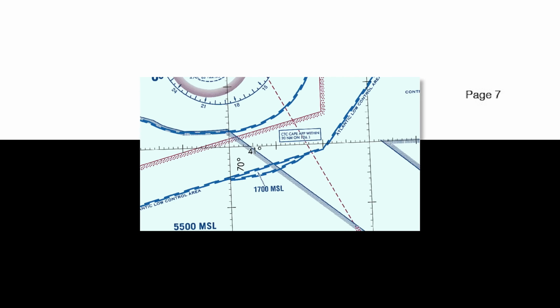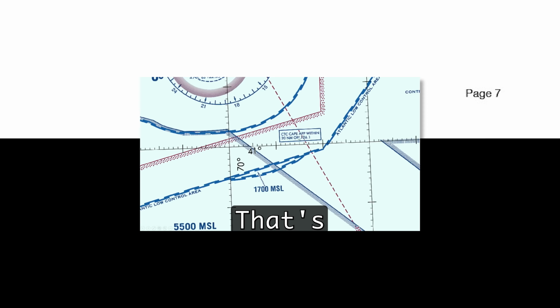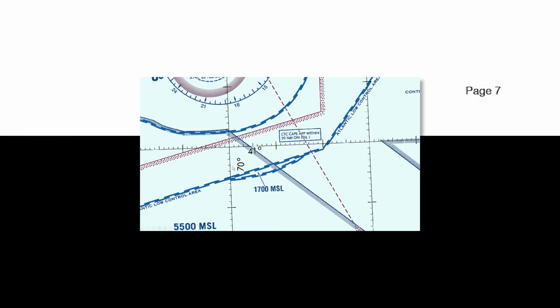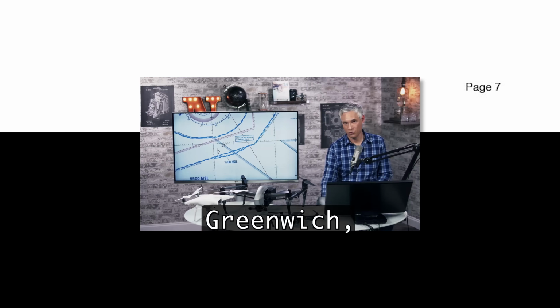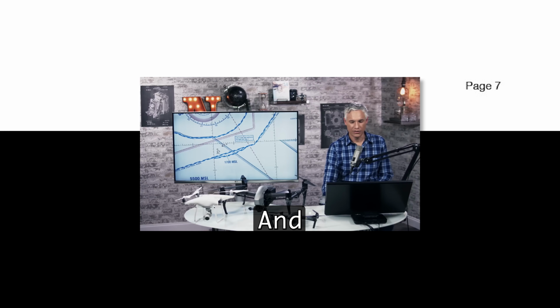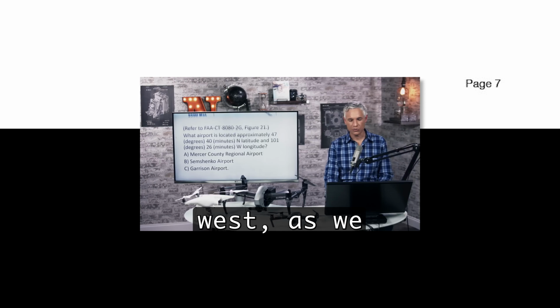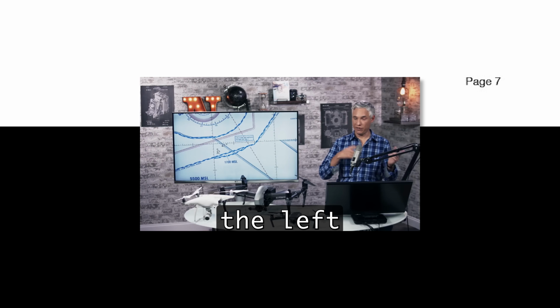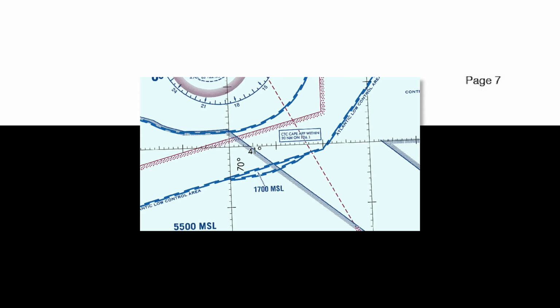70 degrees here, that's indicating the longitude, east and west, 70 degrees west of Greenwich probably. And so as we go west, as we go to the left, those numbers will increase. So the next one to the left would be 71.